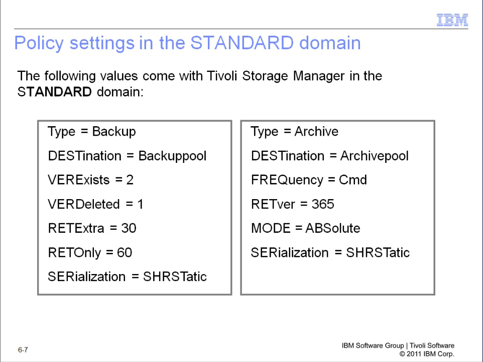Retain only means once the file has been deleted from the client system, the last copy will be retained for 60 days. For archive, the retention is 365 days. We'll go over the other parameters in another lesson.